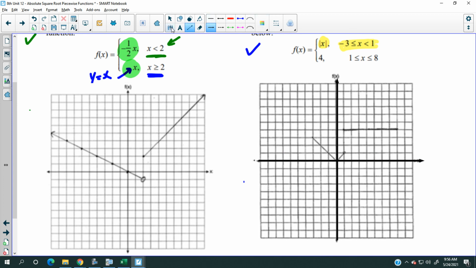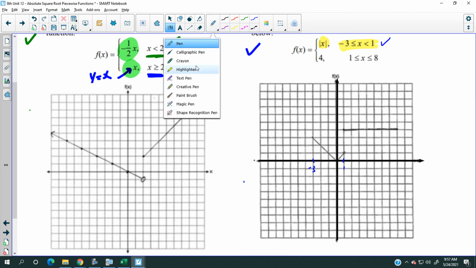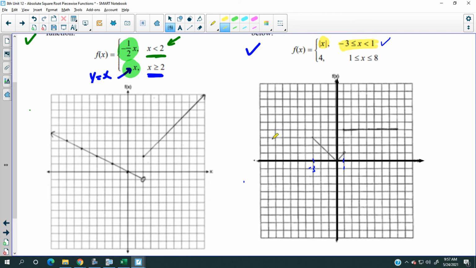That said, from -3, which is here, I need a pen for that. From here, this is -3 to where x is 1. That's where your function will be visible. Maybe that's another way to say it: where they specify the domain is where the function is visible. And then the rest is invisible, so you don't draw it. Think like that, all right?